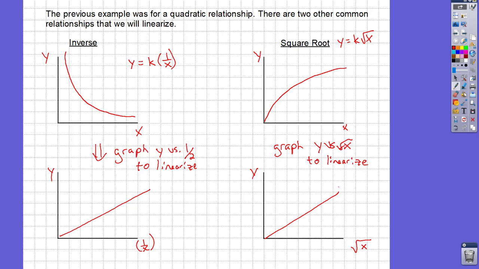Okay, so hopefully that'll allow you to complete the data, make the graphs, and then linearize it. All right, I think that's all we need to do today.